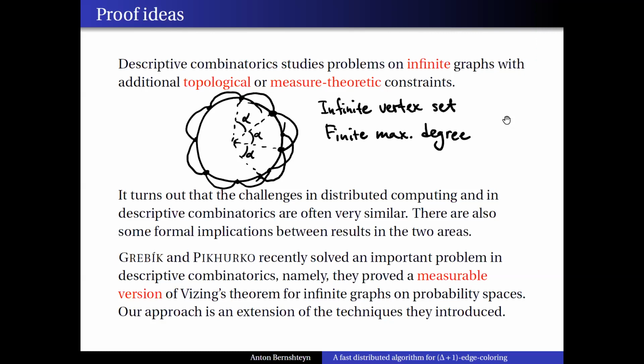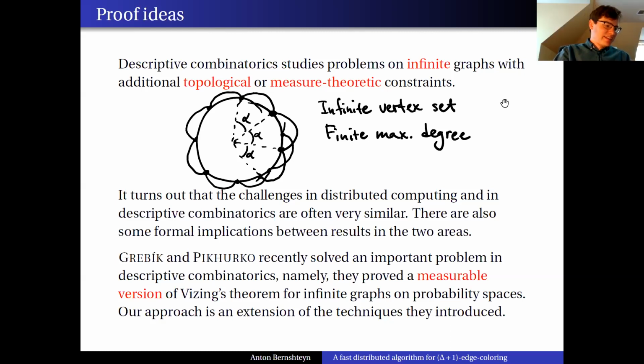Okay, thanks. So I have one small question about the Borel version of Vizing. Is it open? I can answer this. The Borel version of Vizing is false by a result of Andrew Marks. You cannot do better than 2 delta minus 1 colors for Borel edge colorings.